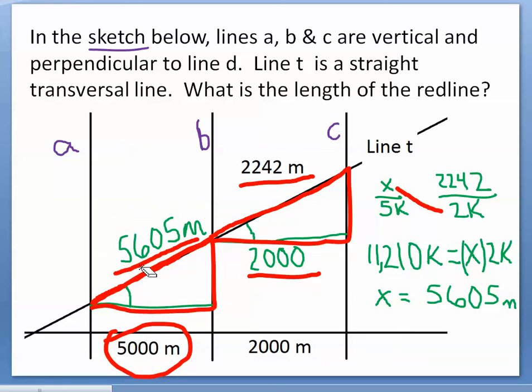Well, yes it does, because if this is 5,000 right here, and this is the hypotenuse, we know that the hypotenuse is always the longest line in a right triangle, and we have a right triangle here. So if this is 5,000, it makes sense that our answer is slightly more than 5,000, 5,605 meters. If you got that, you're doing it right.